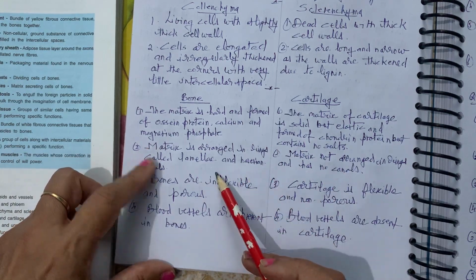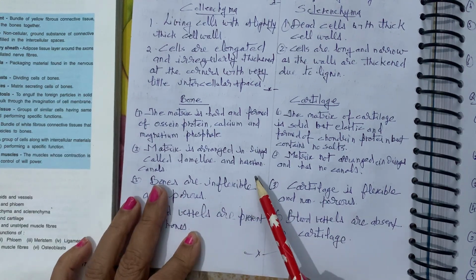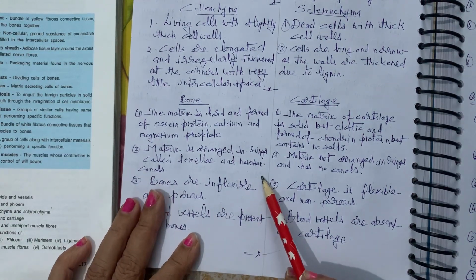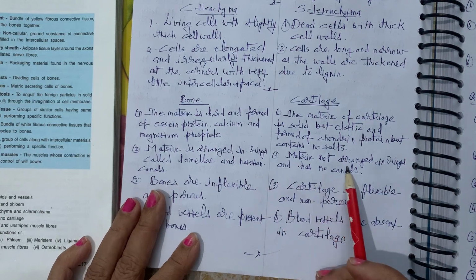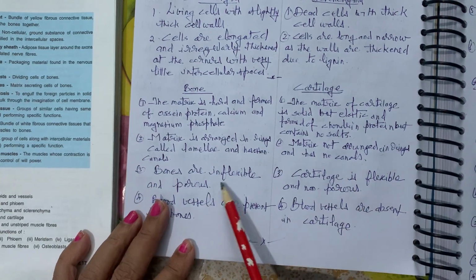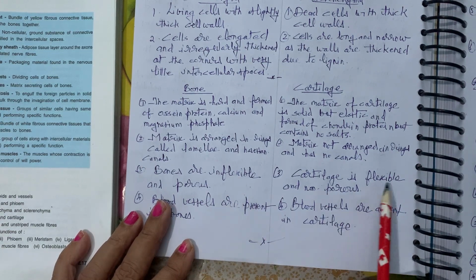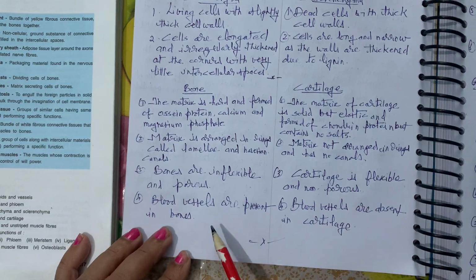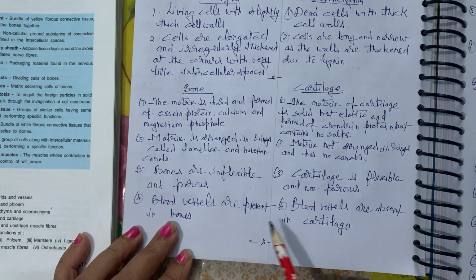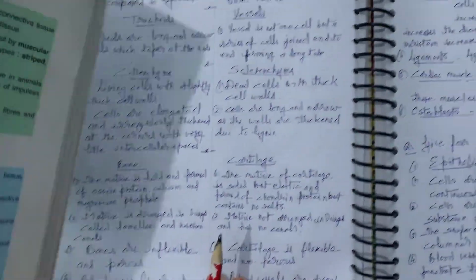In bone, the matrix is arranged in rings called lamellae, with Haversian canals. The presence of Haversian canals is the characteristic feature of mammalian bone. In cartilage, the matrix is not arranged in rings and has no canals. Bones are inflexible and porous. Cartilage is flexible and non-porous. Blood vessels are present in bone. Blood vessels are absent in cartilage. Right?